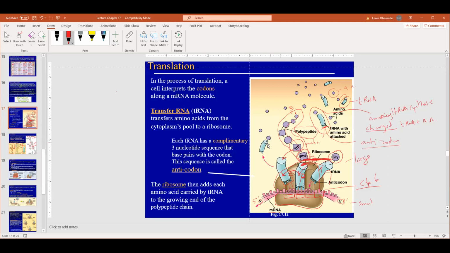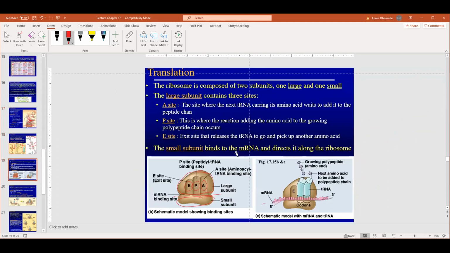A lot of students remember it as Environmental Protection Agency, and I really don't care how you remember it. You should know what these sites are and what they do. So this is an artist's drawing of it. Remember, it's going to read it from 5 to 3. On the exit site, we have a tRNA that's uncharged, and it's going to exit. It's going to go and get a new amino acid put on it. The P site is where the growing peptide is found. And remember that it's always on the amino end to the carboxyl because it can't do the dehydration reaction without that. Then the next amino acid will come in, and this will get linked to this.